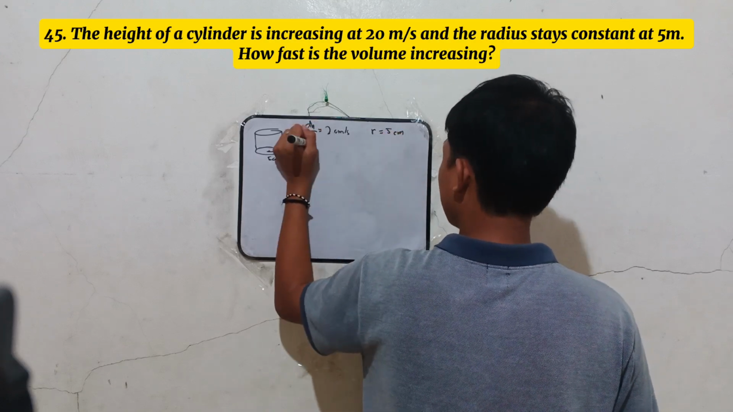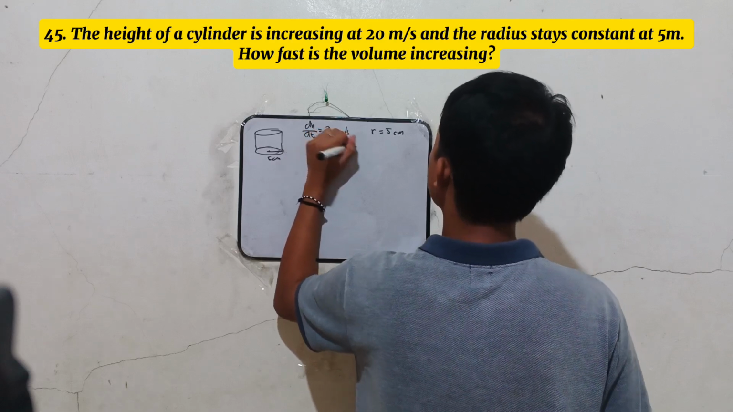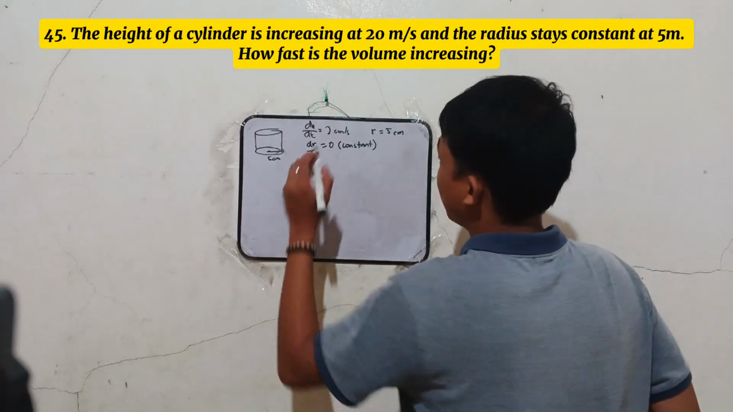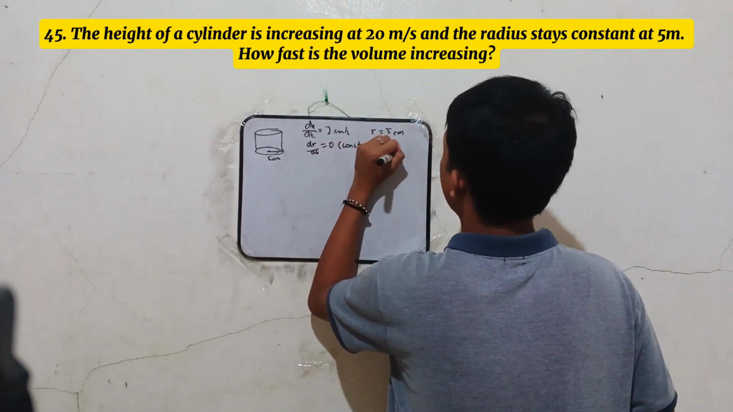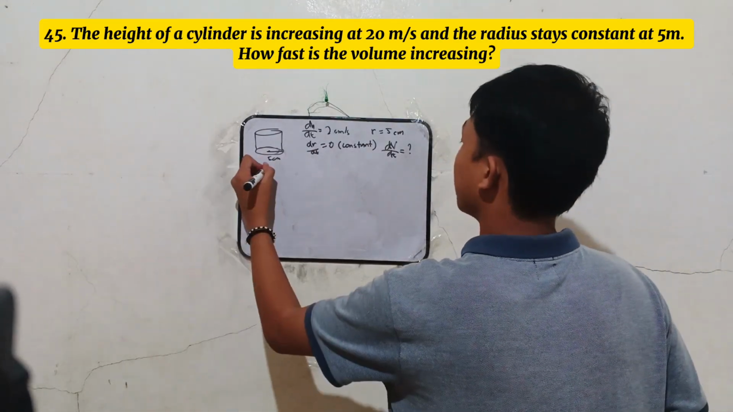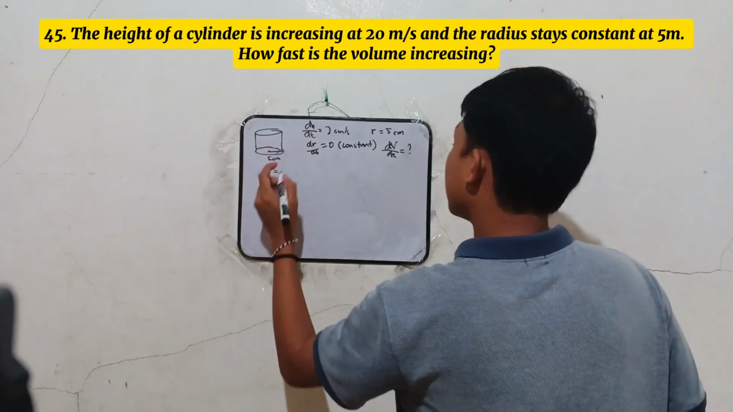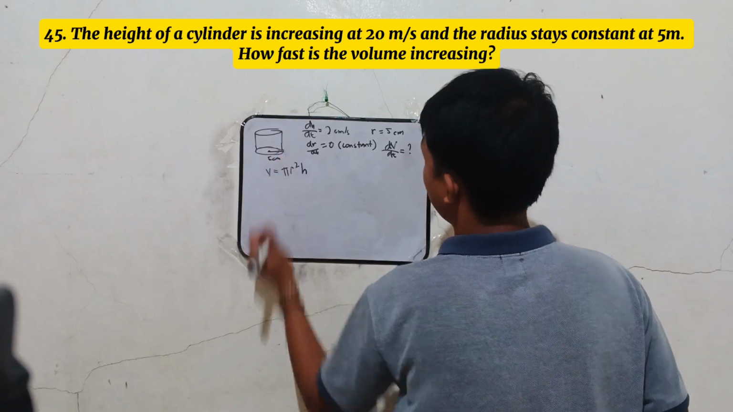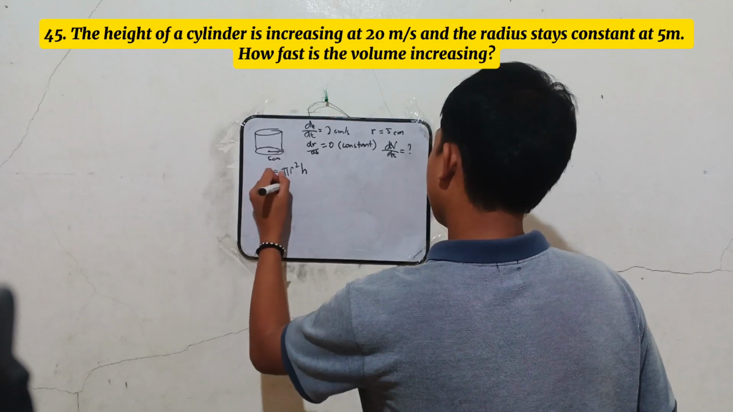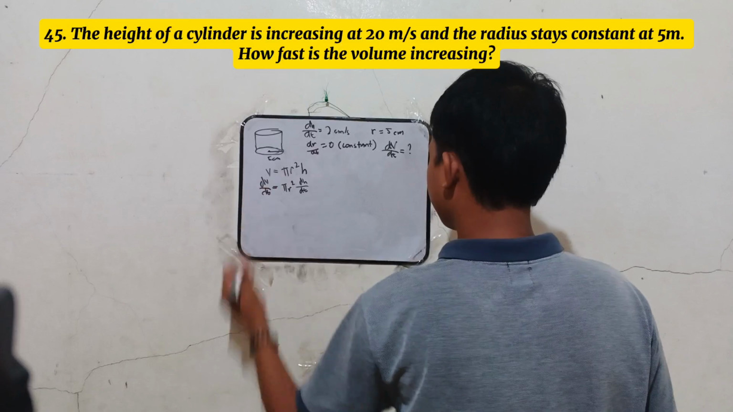Then dr over dt is 0. It is stated that it is constant. Then what we are tasked to find out is the derivative of volume with respect to time. So the volume of a cylinder is pi r squared h. So let's differentiate the given formula. This would become pi r squared dh over dt.